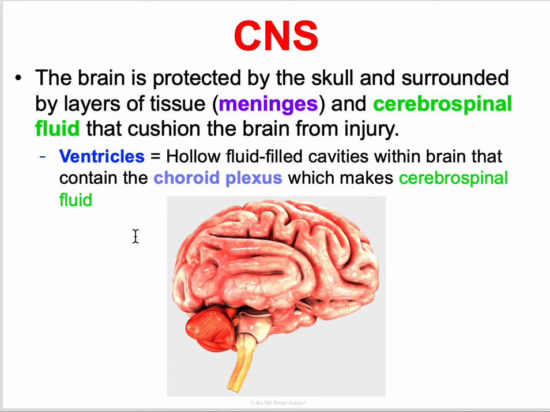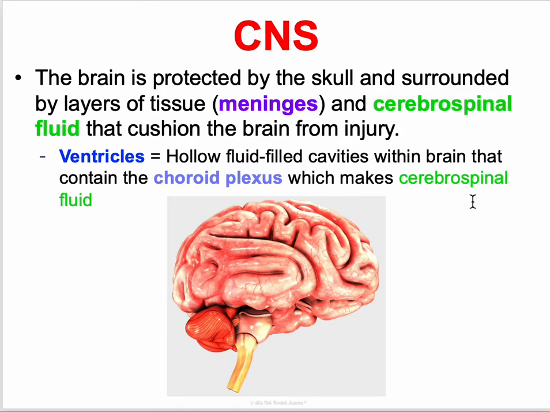There are also different ventricles within the brain, and these are basically hollow fluid-filled cavities. These help make the cerebrospinal fluid, so super important there to help protect our brain.